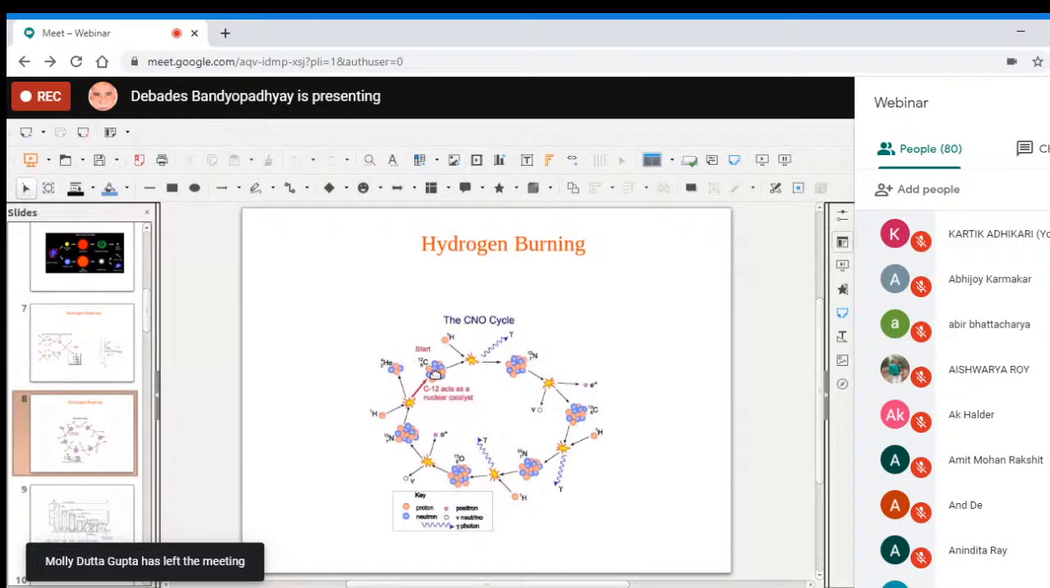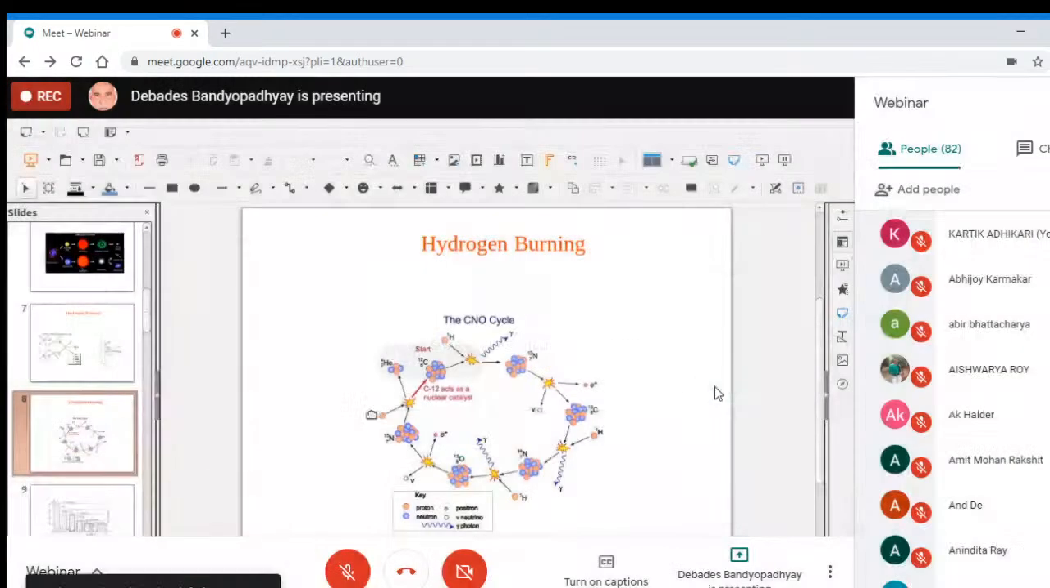Here you can see that this carbon fuses with one hydrogen and produces nitrogen-13. Then nitrogen-13 is unstable, it decays, and gives carbon-13. Again, carbon-13 fuses with another hydrogen and produces nitrogen-14, which is a stable nucleus. Then again, nitrogen-14 fuses with another hydrogen and produces oxygen-15, which is again an unstable nucleus. So it goes through beta decay and produces nitrogen-15.